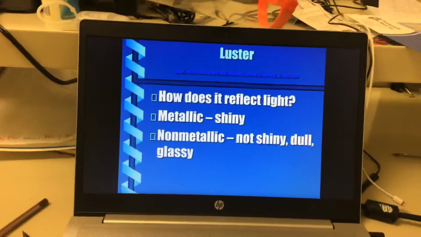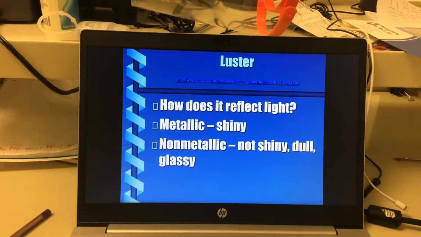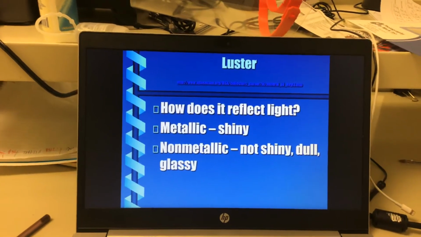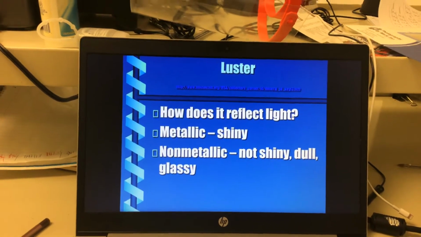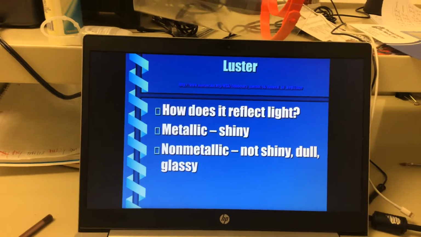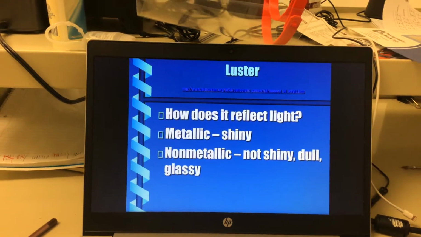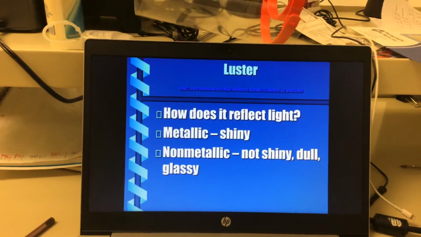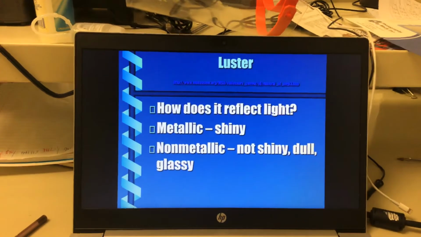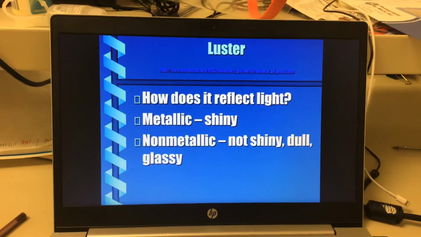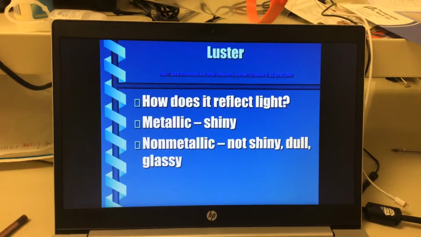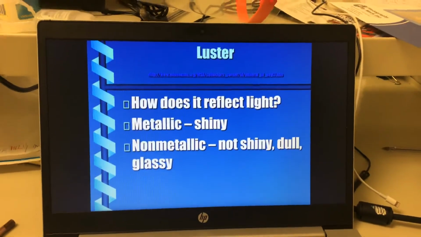I do want you to write down this. Luster and those 3 bullets. How does the mineral reflect light? Is it shiny? If it's shiny, we say it has metallic luster. If it is kind of dull, not shiny, we would say it's non-metallic. When my brother and I were kids, we used to find all the shiny rocks in our rock pile. Or if we got new gravel, we'd look through and there was always some shiny ones. Those would have had metallic luster. Those were the cool ones to find. So luster, metallic or non-metallic.